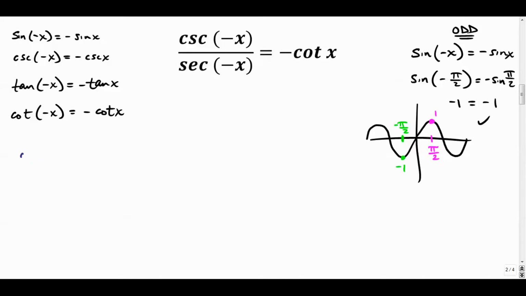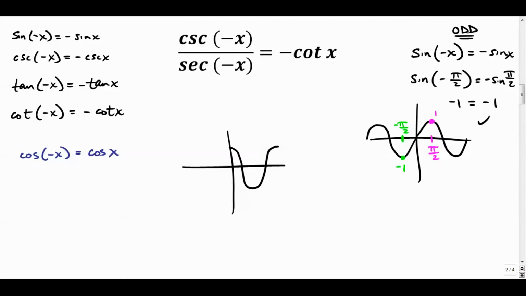The even function, of course, is cosine. Cosine is an even function, which means that if we were to graph it, it has y-axis symmetry. And that's a terrible drawing, but you get my idea.